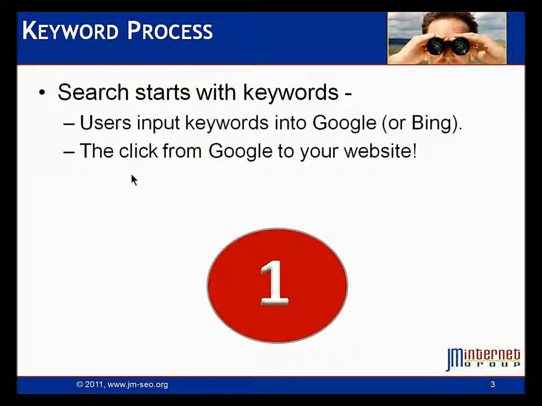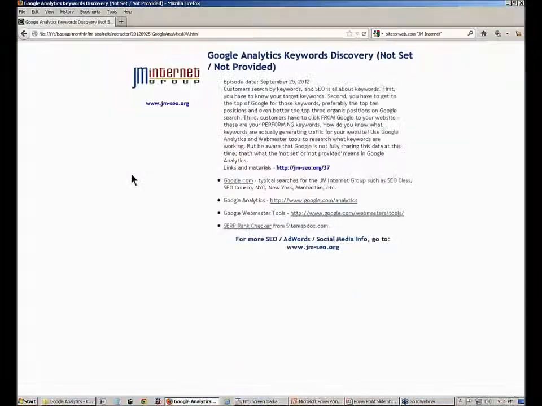All right, so what's our process? Our first thing to understand, of course, is the search starts with keywords. So users are inputting those keywords into Google or Bing, and then they're clicking from Google to your website. So let's review that process.